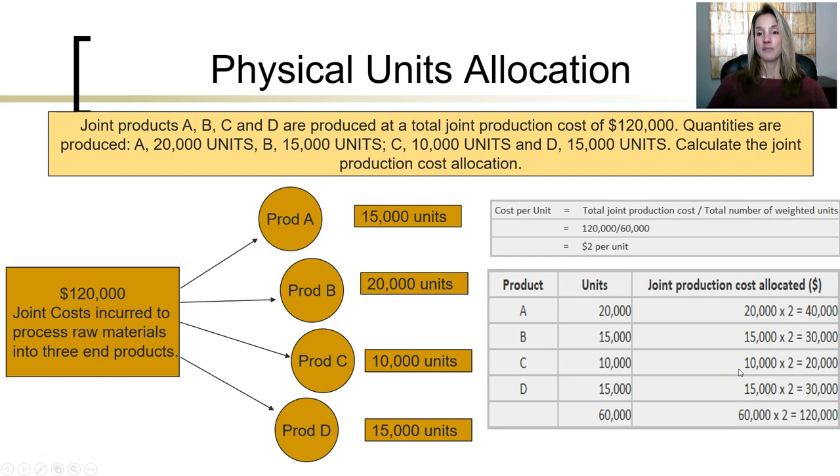10,000 units of product C at a joint product cost of $2 per unit. 20,000 is allocated to C. Finally, for product D, 15,000 units are produced at a cost of $2 per unit. 30,000 of the joint costs are allocated to D. Thus, we have now allocated the $120,000 of total joint costs to the four different products. This helps us properly price the products when we know not only the direct cost of each product produced, but also any joint cost produced.